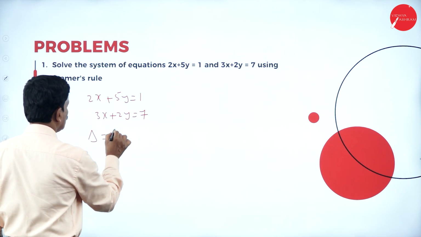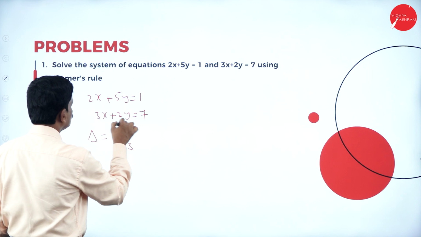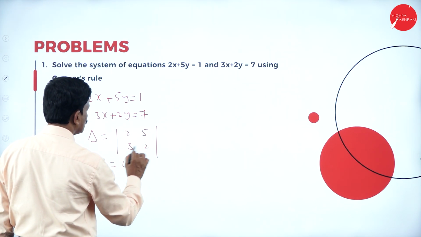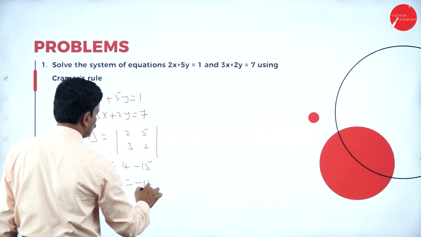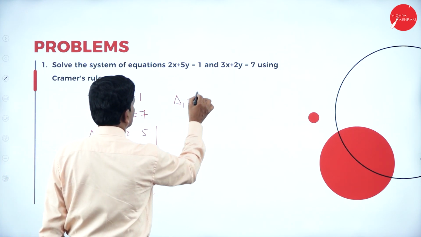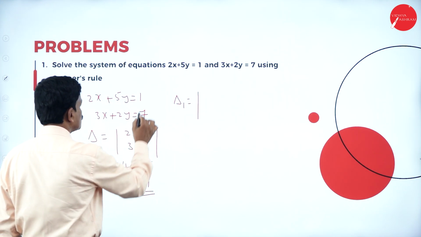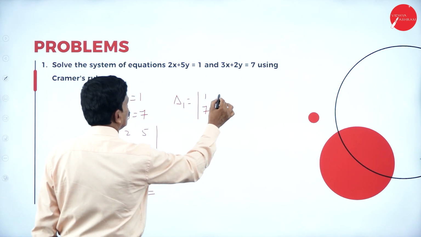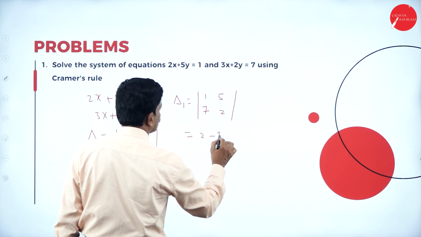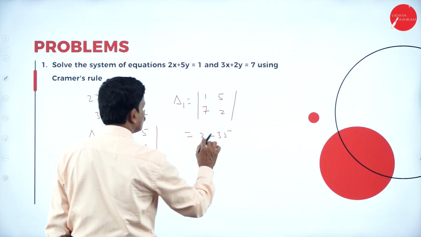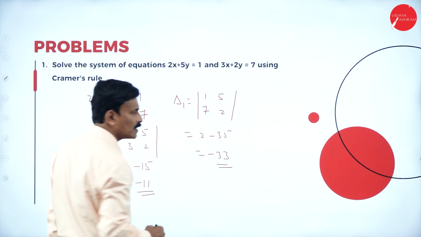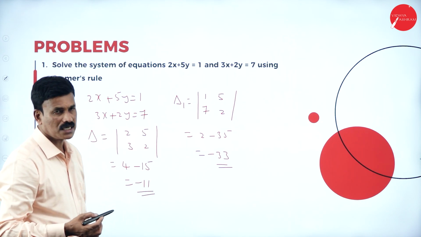Now find out delta. Delta is equal to coefficient of x 2, 3, coefficient of y is 5, 2. So simplify. 2 2s are 4 minus 5 3s are 15. This is equal to minus 11. Delta is equal to minus 11. Now delta 1 is equal to, the first column is replaced by the constant column 1, 7, and 5, 2 will remain the same. 2 7s are 14 minus 1 5s are 5.